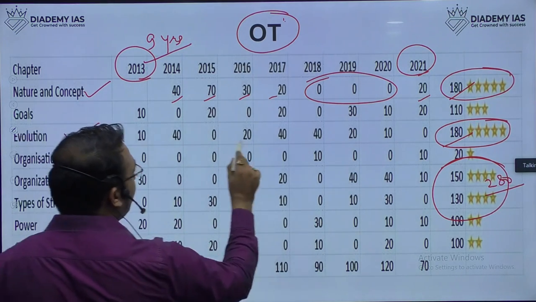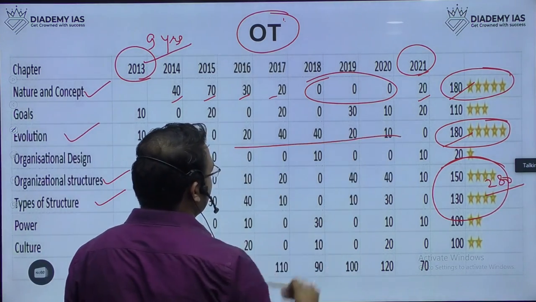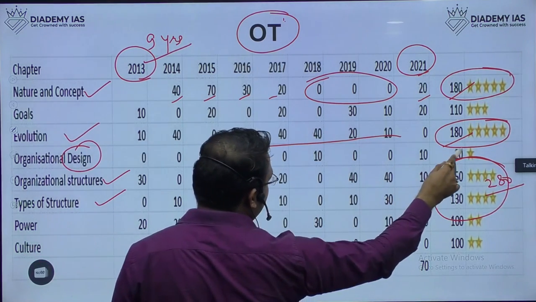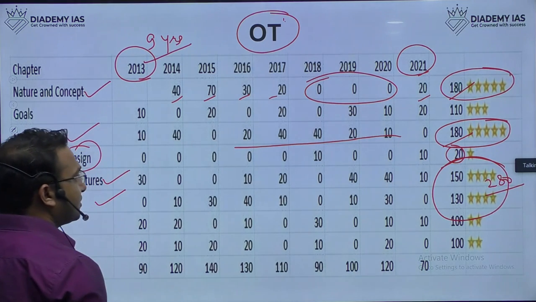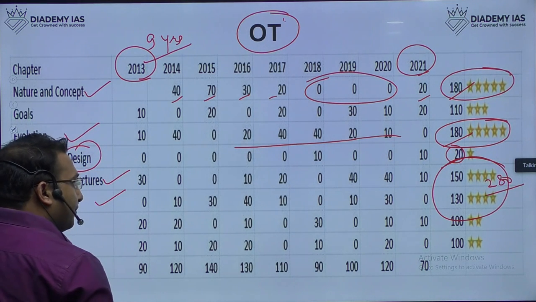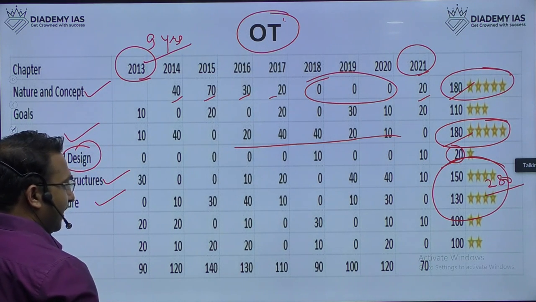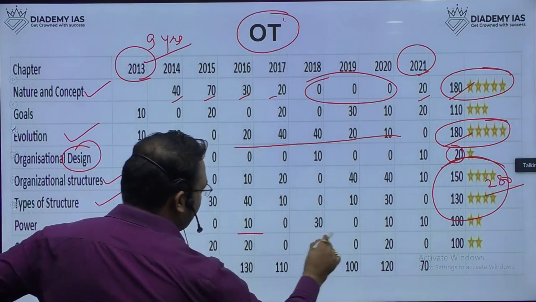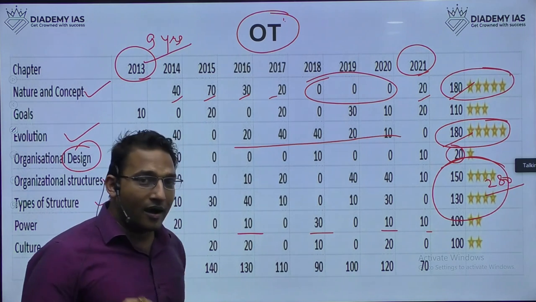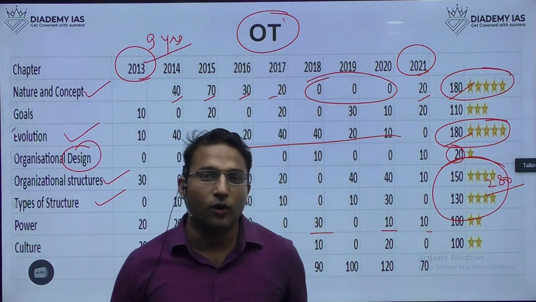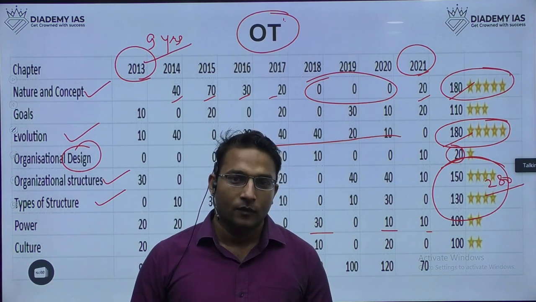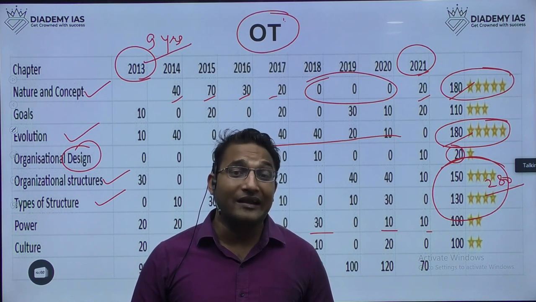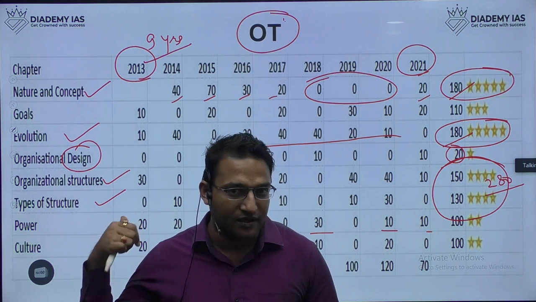In the evolution of theory, you can say almost every year they're asking a question. In design, they are asking very rare questions, only 20 marks in the last 9 years, right? In other chapters, they are asking good questions: 10, 30, 10, 10. So my observation is that you have to prepare every chapter, and yes, some chapters have to be prepared more sincerely. You have to prioritize those chapters, the 5-star chapters, right?